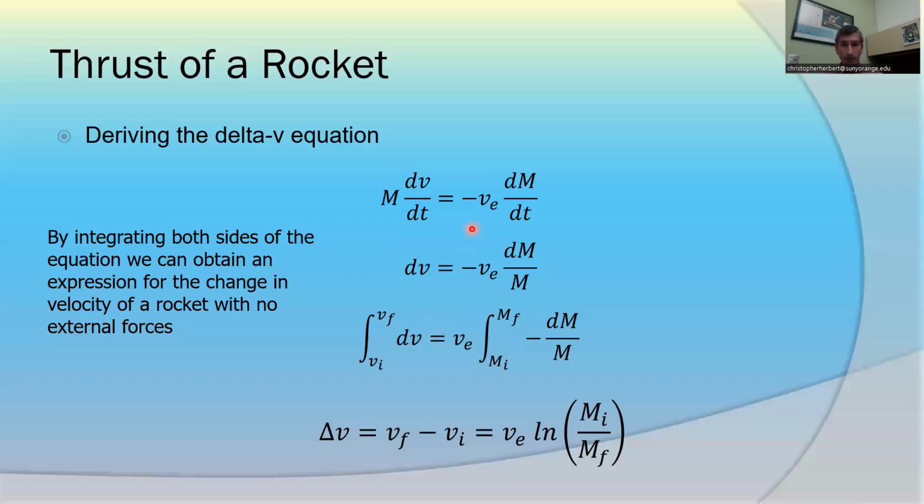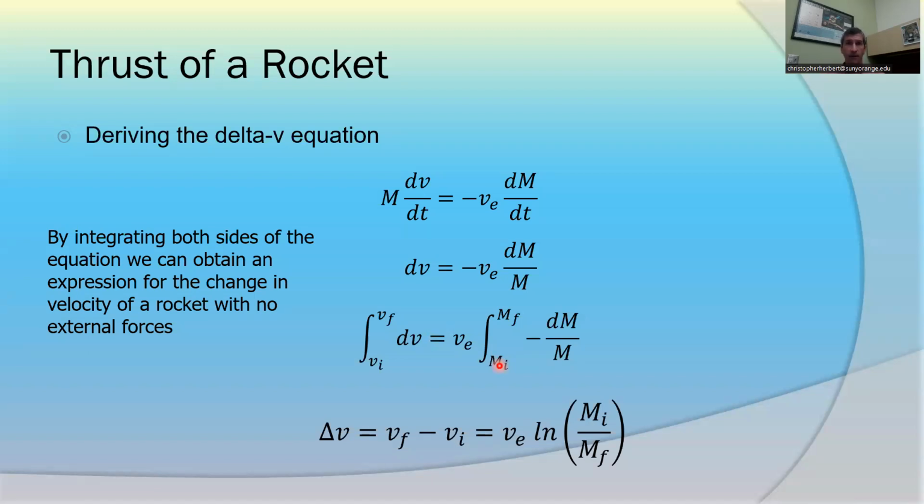When I do so, I go from this equation right here to this equation right here. It's a differential equation which involves velocity and mass. We integrate the left-hand side in terms of the initial and final velocity. When I do this integral right here, I'm going to get delta V, the change in velocity of the rocket. On the right side of the equation, I'm going to integrate mass, where mi is the initial mass of the rocket. That's typically higher, okay?